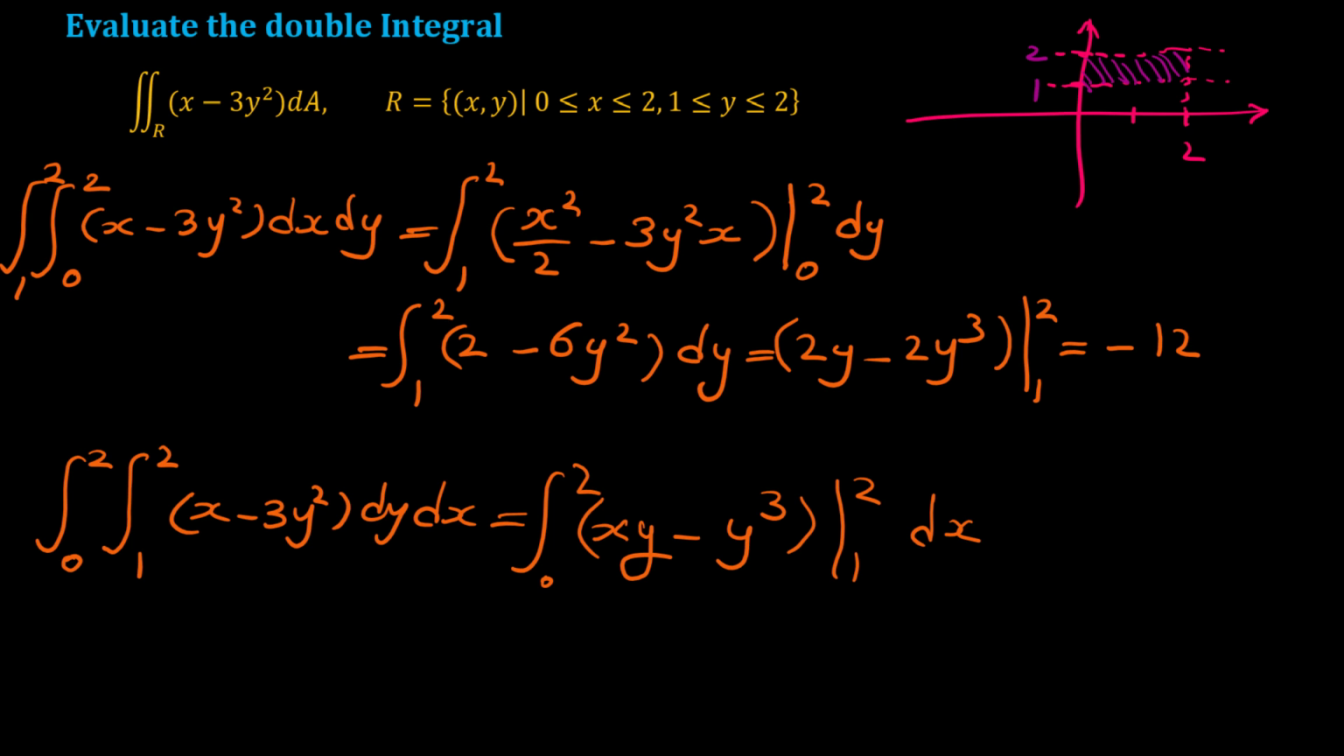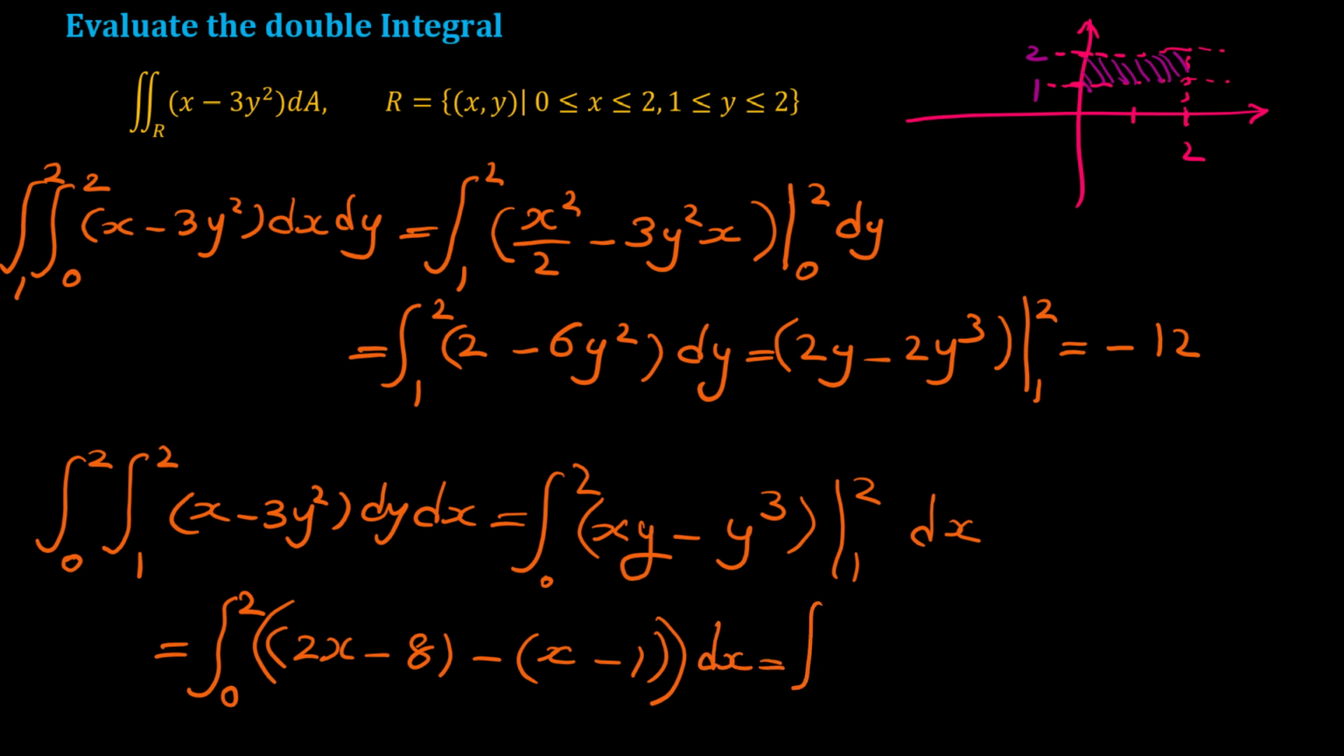Now let's plug in 1 and 2 for y. So this equals the integral 0 to 2. If we plug in 2 for y, we have 2x minus 2 to the 3, which is 8. Minus, if we plug in 1 for y, we have 1x, which is x, minus 1 to the 3, which is 1. And we have to find the integral of all of this with respect to x.